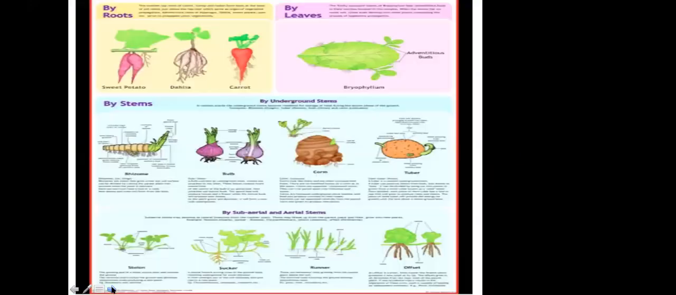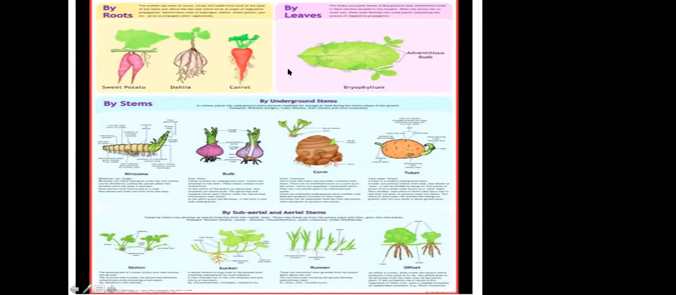See here, when we talk about vegetative propagation, as I said, it takes place with the help of the roots, the stem, or the leaves. If the roots help in the production of a new plant, as in sweet potato, dahlia, and carrot, a new plant develops from the root. This type of propagation with vegetative parts is called vegetative propagation by roots.